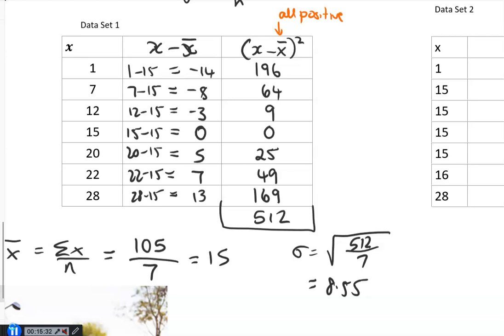Oh, because you've got to square root it. Have you broken it? What is wrong with this? You just go square root. You go shift. Put in 512 divided by 7.